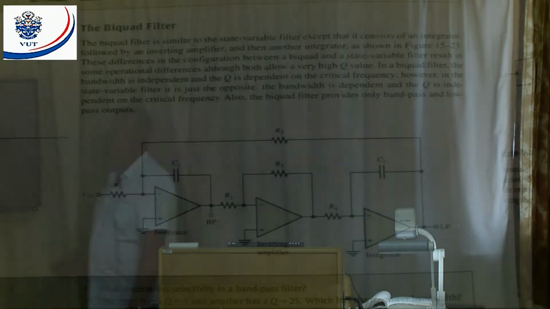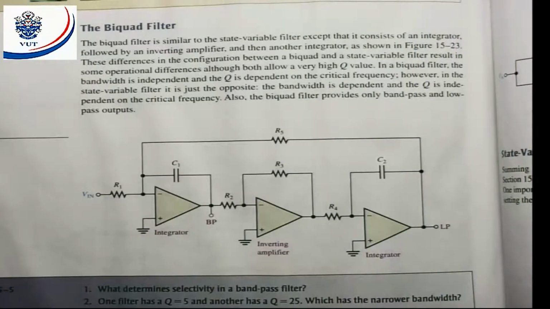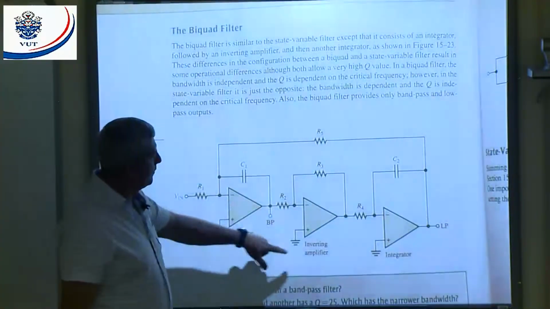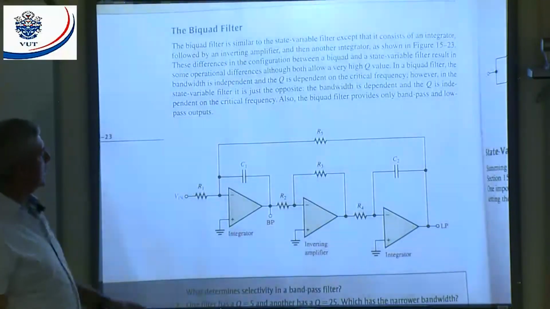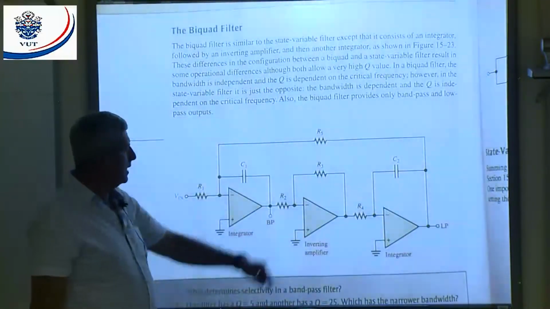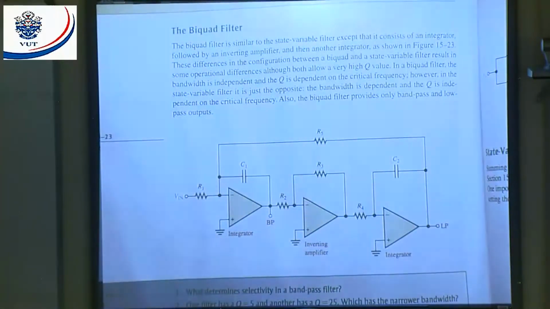The next filter is the biquad filter. They say the biquad filter is similar to the state variable filter, except that it consists of an integrator followed by an inverting amplifier and another integrator, as shown in figure 15.23. We have a look here. I got an integrator, I got an inverting amplifier, and I got another integrator. In this case, we will have a band pass output and a low pass output. This thing got two outputs.